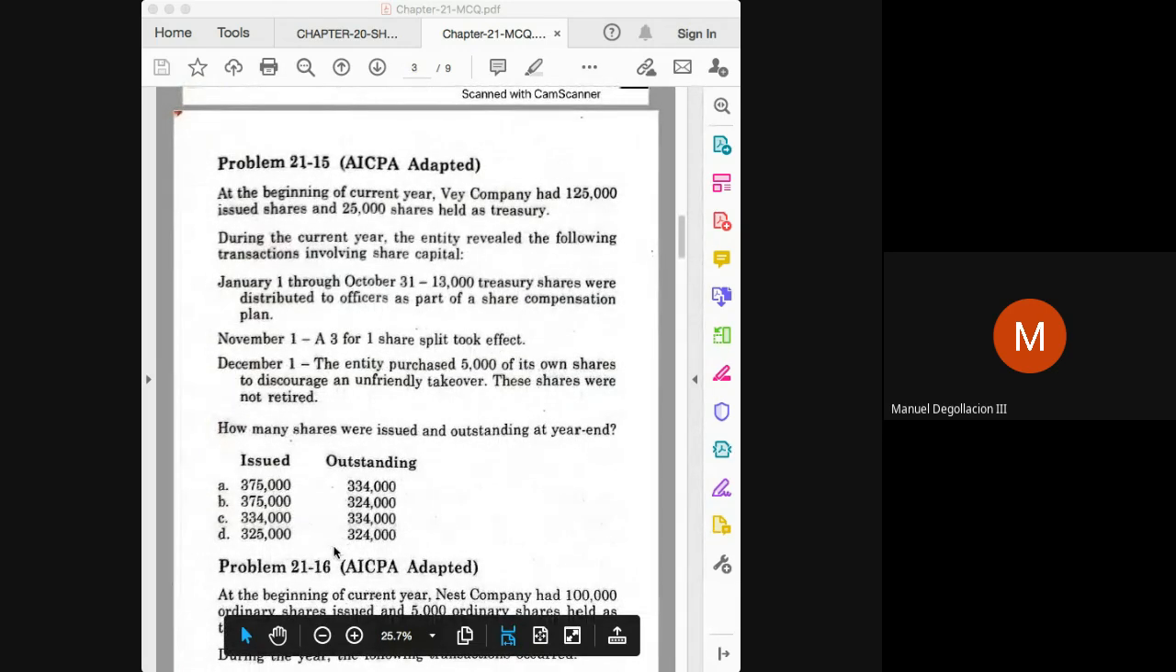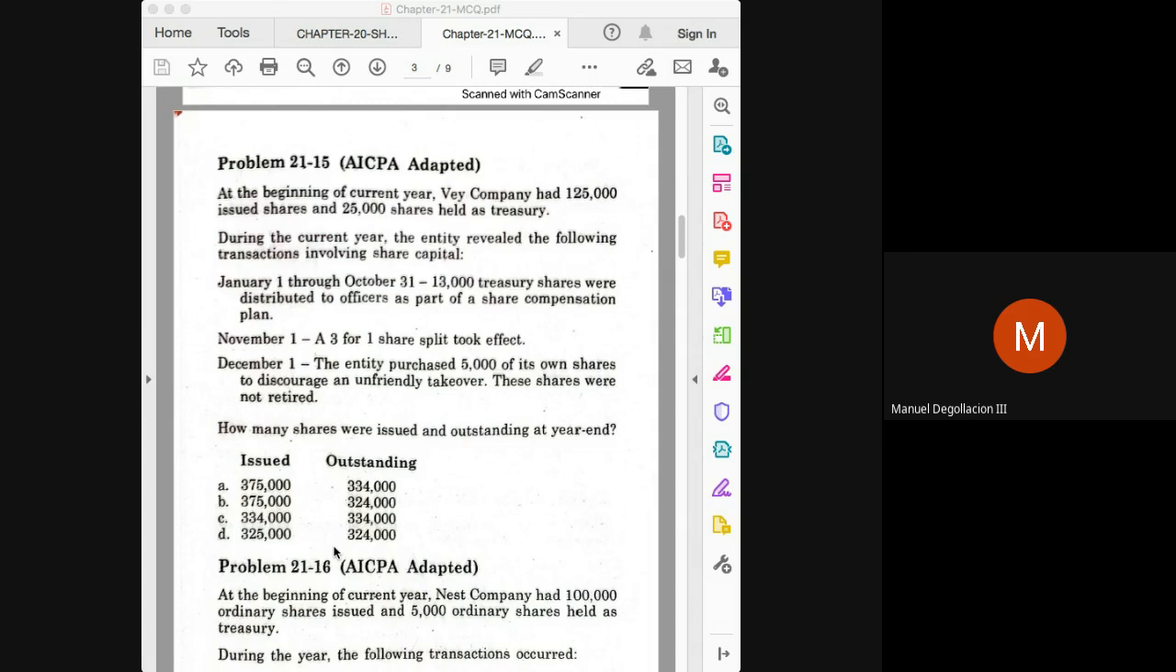How many shares were issued and outstanding at year end? At the beginning of the current year, Vay Company had 125,000 issued shares and 25,000 shares held as treasury. During the current year, the entity had the following transactions involving share capital. January 1 through October 31, 13,000 treasury shares were distributed to officers as part of a share compensation plan, meaning they were reissued to parties outside of the entity. So they will no longer be part of your treasury shares. They will form part once more of the outstanding shares.